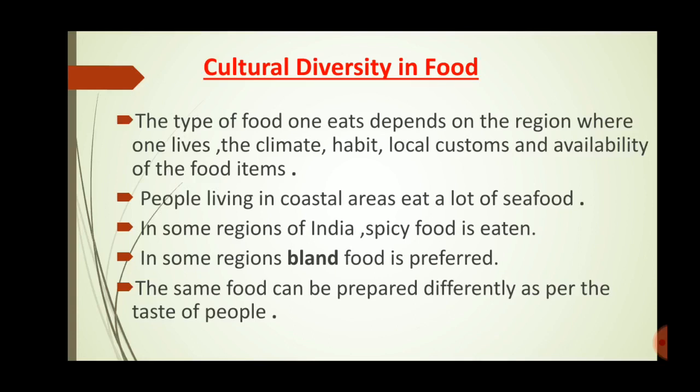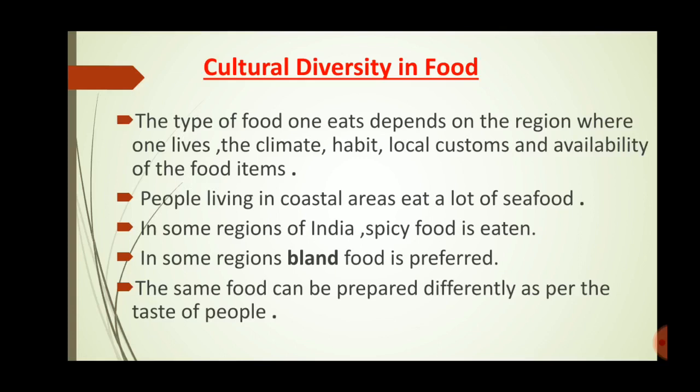Since different climates are needed to grow different crops, the food items consumed by the people in different climates are different. Makke di roti and sarson da saag are popular dishes in North India. Idli, dosa, sambar, and coconut chutney are eaten in South India.